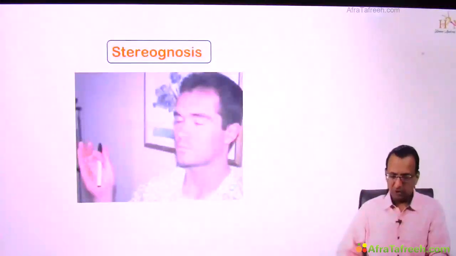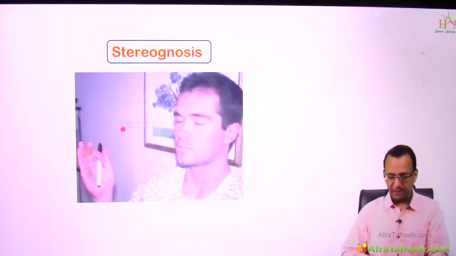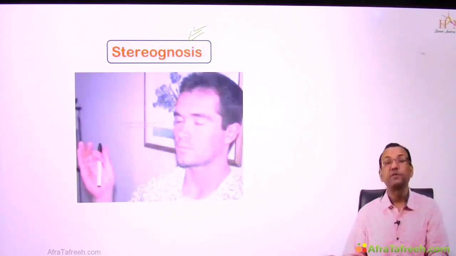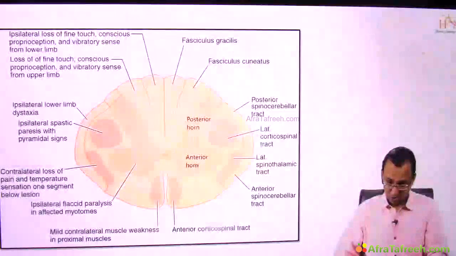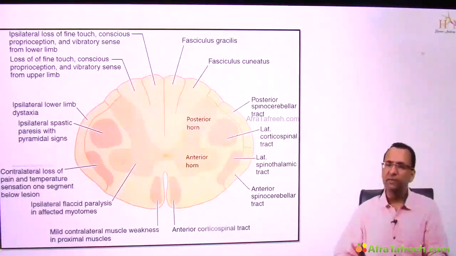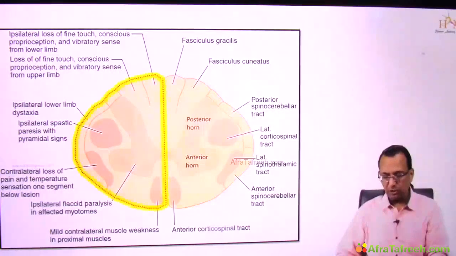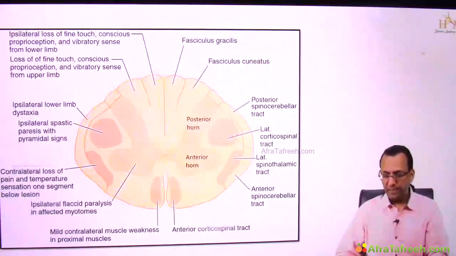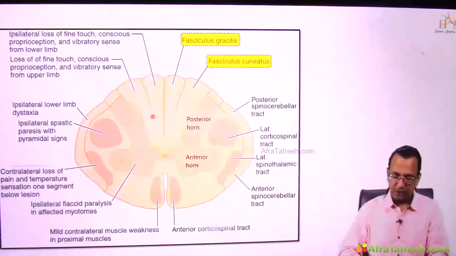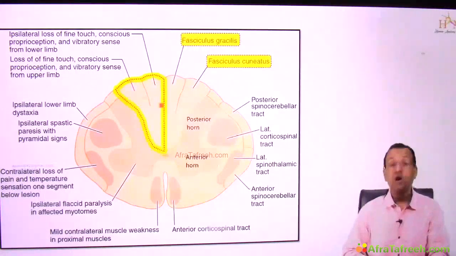So, stereognosis, I told you, is: give a pen or a coin to the patient and ask him to close his eyes and feel the pen or coin and identify it by feeling. Stereognosis is carried by the dorsal column to the conscious level, the cerebrum. Dorsal column is involved. Now I will be looking at this patient which we have seen, right-sided Brown-Séquard syndrome. If you say it is right-sided Brown-Séquard syndrome, you have drawn the diagram already. Describe your patient. As I'm describing my patient, there will be fasciculus cuneatus and gracilis damage on the right side.